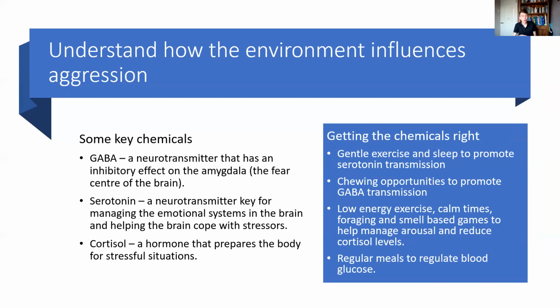And another key chemical is cortisol, which is a hormone which runs through the bloodstream, which prepares the body for stressful situations. So if you've got high levels of cortisol, then your body's going to be preparing for stressful situations and more likely to process things as stressful. So, for example, cortisol makes that area, again, the amygdala, more excitable. It makes it more reactive to potential stressors.